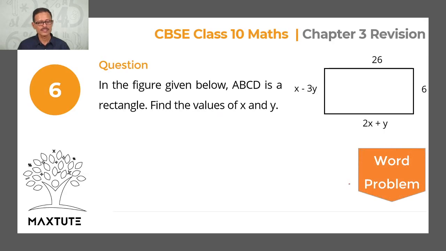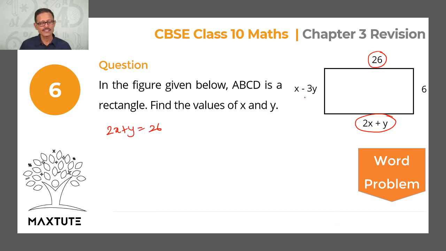Let's look at this. This is what I would call a word problem or a condition given to us. It looks like a geometry question, but it's actually a linear equations question. The figure given below, ABCD is a rectangle. Rectangle property: opposite sides are equal, opposite sides are parallel. So if one of the sides measures 26, the other side will also measure 26, whatever we have written about it. So the first equation for us, therefore, is 2x plus y equals 26.